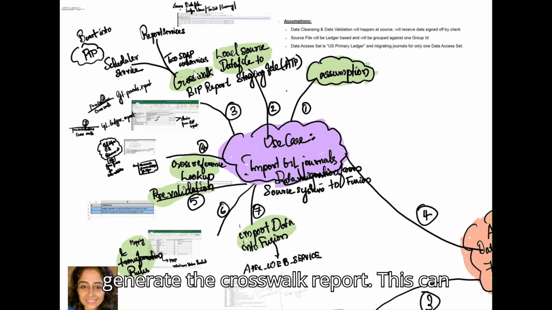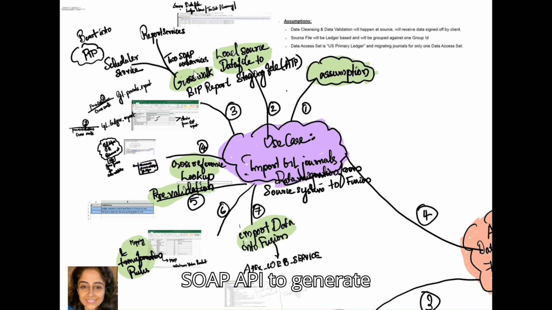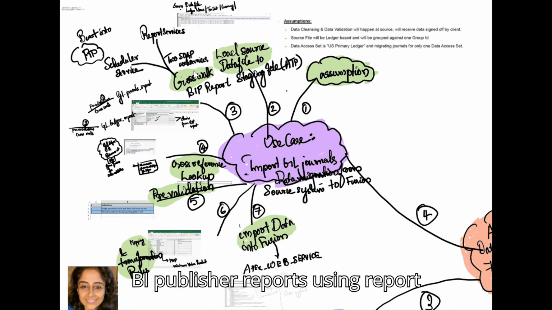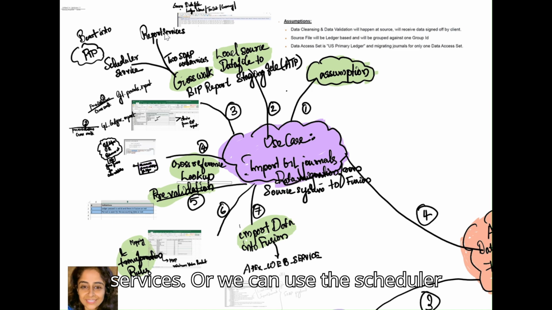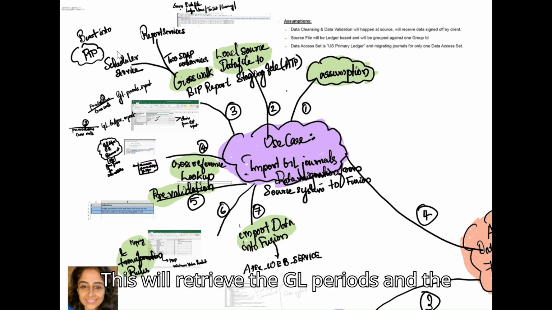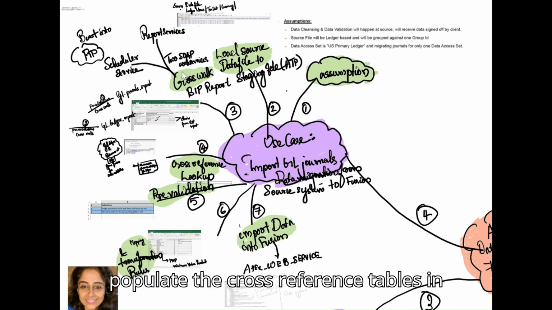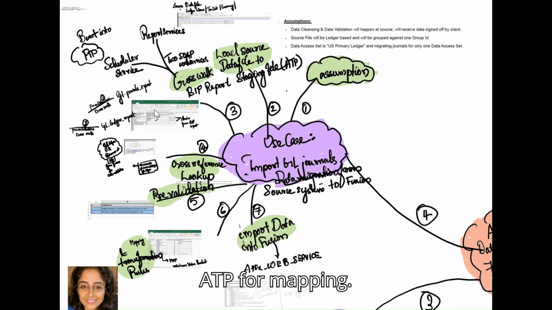Then generate the crosswalk report. This can be done in two ways. One is by using a SOAP API to generate BI Publisher reports using report services, or we can use the scheduler service, which will create a scheduled FTP bursting. This will retrieve the GL periods and the ledger codes. Use this to populate the cross-reference tables in ATP for mapping ledger IDs, period names, etc.